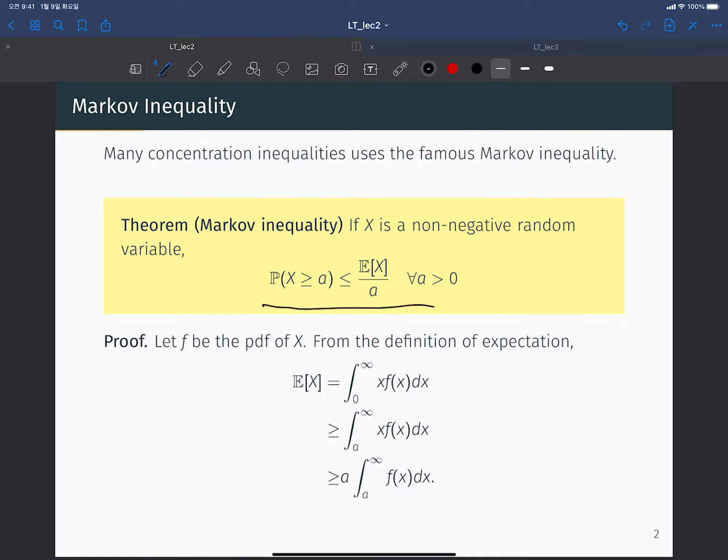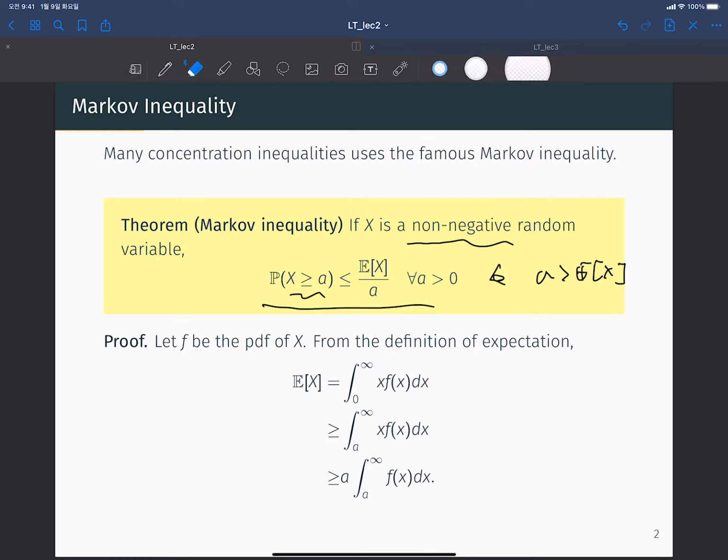If x is non-negative, this is very important. If x is a non-negative random variable, then the probability x bigger than a is less than or equal to the expectation of x over a, for any positive constant a. Of course, this is useful for the case a is strictly bigger than the expectation of x. Otherwise, we have a trivial upper bound: the probability is less than or equal to 1, because the probability cannot be bigger than 1.